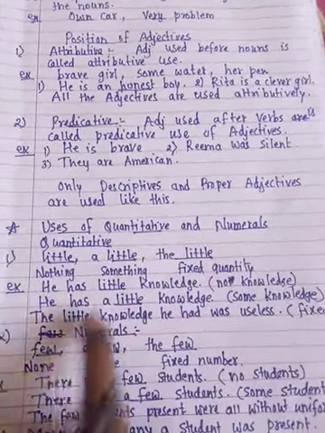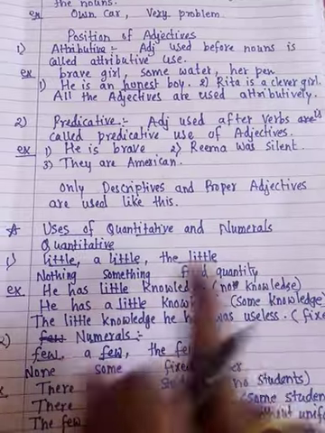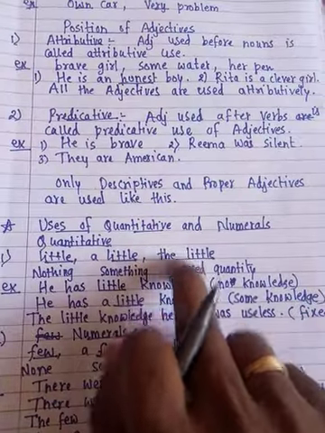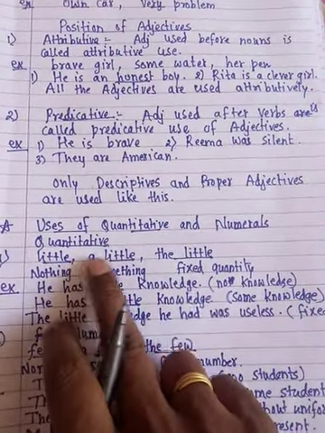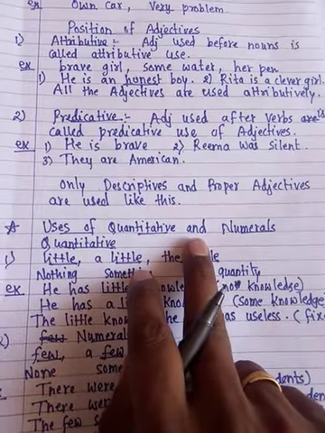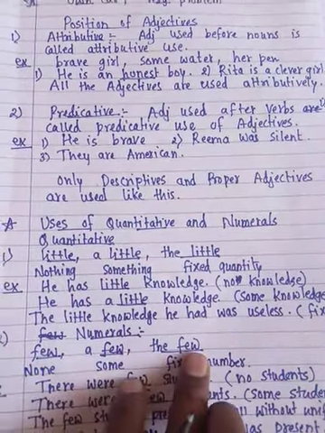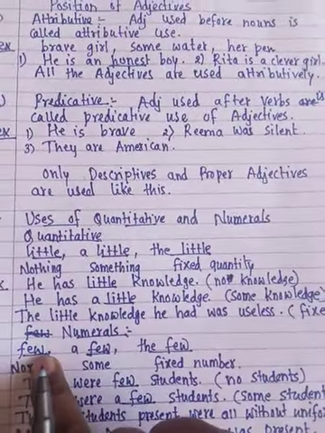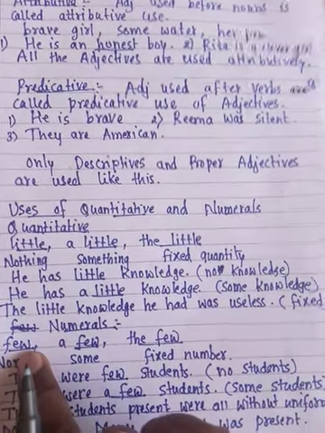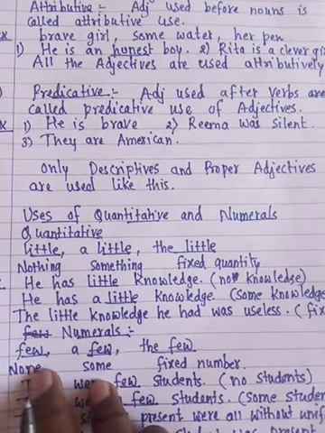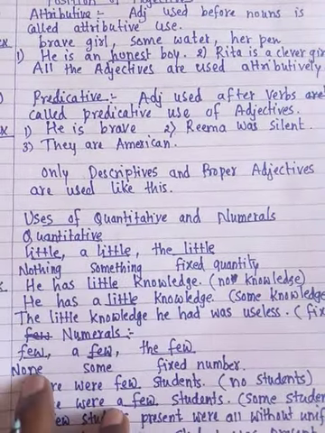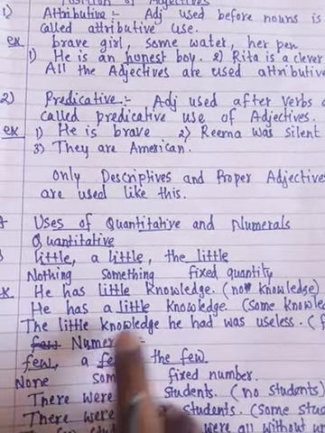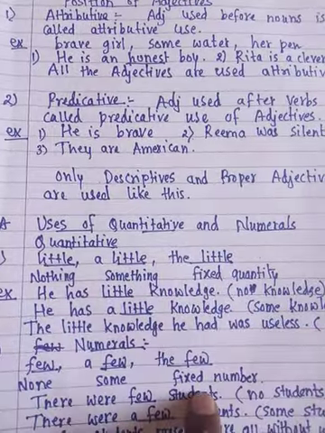And in numerals, like this, little, a little, the little, there are some words: few, a few, the few. The meanings are the same here. The only difference is that little, a little, the little are used before uncountable nouns, and few, a few, the few are always used before countable nouns. So whenever a noun comes after these words, remember it must be a plural noun. So few means, not like little, none. I can't say nothing because it is countable. So none. A few means some, and the few means, like the little, fixed.